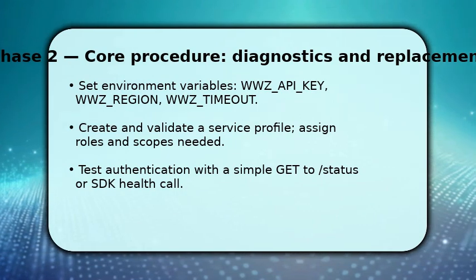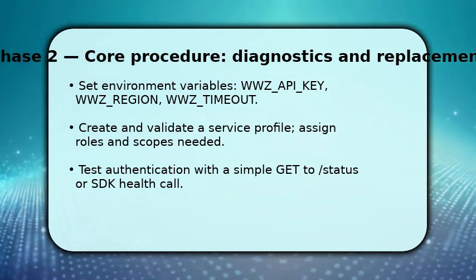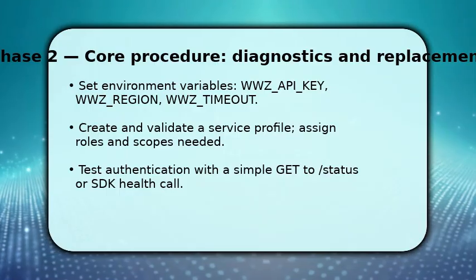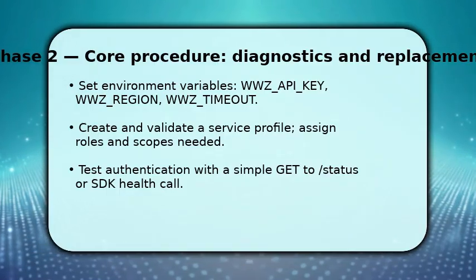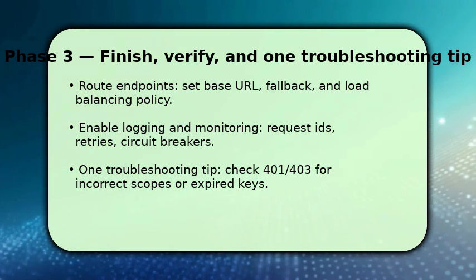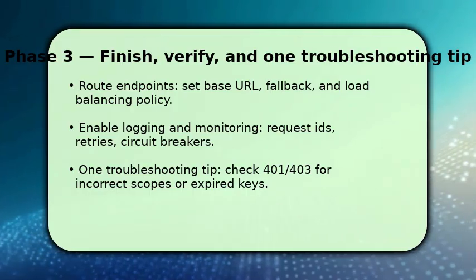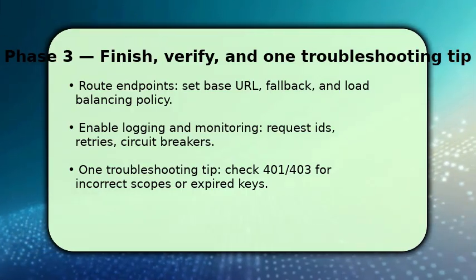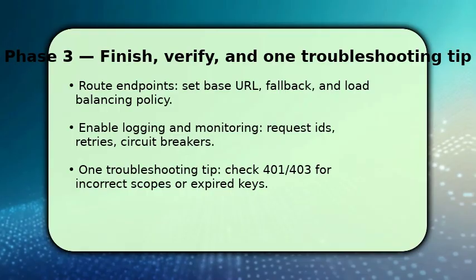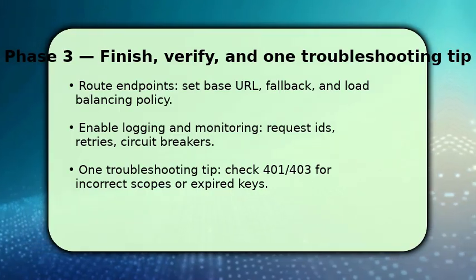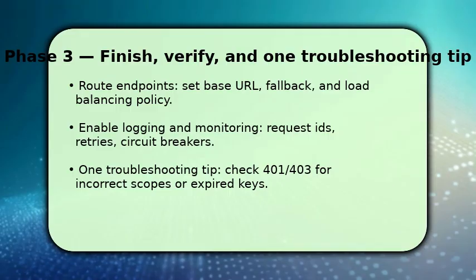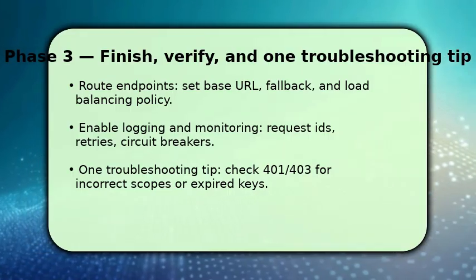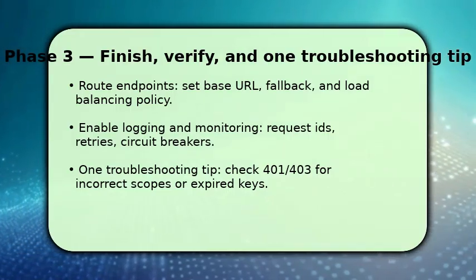flow works. Finish by wiring endpoints and observability so operations stay smooth. Point your app to the WWZ base URL and add a fallback host or load balancer. Configure retries and circuit breaker settings to avoid cascading failures. Turn on structured request logging and monitoring, including request IDs and latency metrics, so you can trace issues.